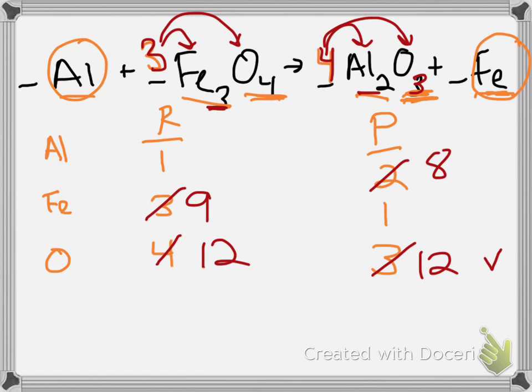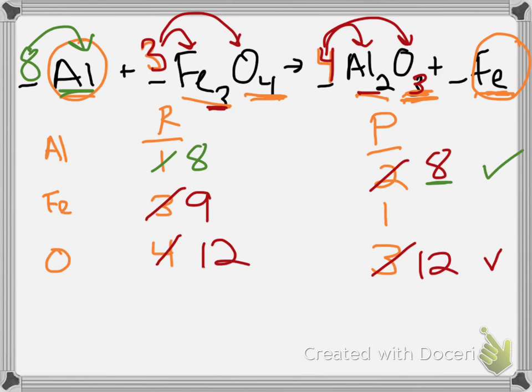However, neither my aluminum nor my iron is balanced. So I'm going to pick one of these compounds. I'll start with aluminum. So on my product side with aluminum, I have 8 total aluminum atoms. So in order to get this aluminum to be 8, I have to put an 8 there, because 8 times the 1, there's only one of these because there's no subscript, is 8. Okay, so now my aluminums are balanced.